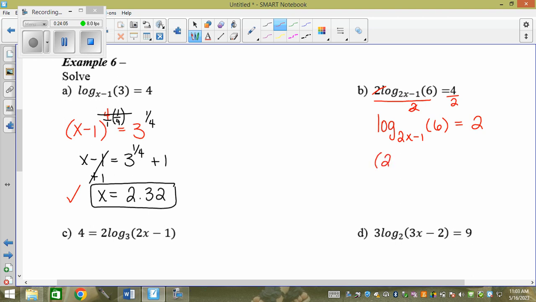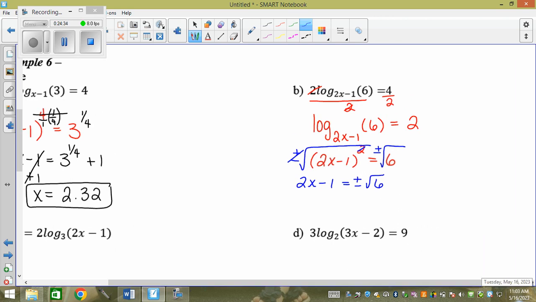So this one, we get (2x minus 1) to the power of 2 equals 6. How do I get rid of a power of 2? I could square root. If I square root, what do I have to do? Plus minus. Prove a point here. So I'm going to get 2x minus 1 equals plus or minus root 6. Then what do I have to do? Plus 1 to the back, not to the root.